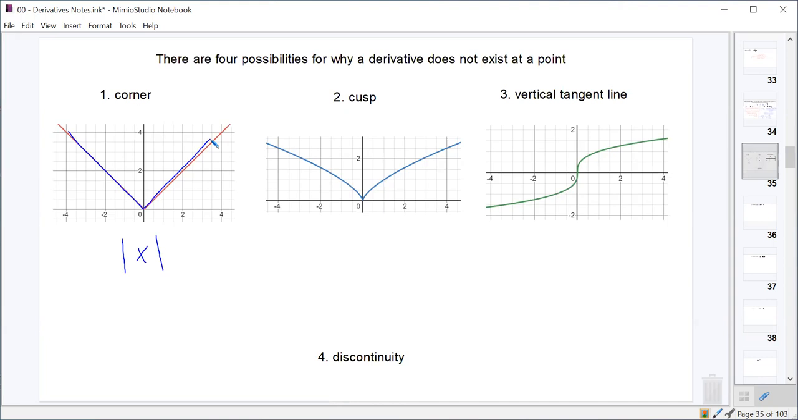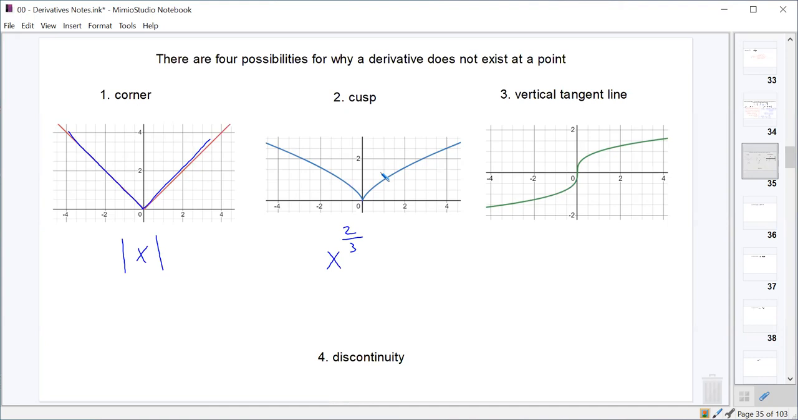A cusp, which comes from lots of different things, but sometimes like x to the 2/3 power, also means our derivative doesn't exist. And as we come in, we're coming in with a slope getting closer to negative infinity. But as we come back out, the slopes are close to positive infinity. Okay? And so we can't have a derivative at a point where the slopes from both sides are approaching different numbers.